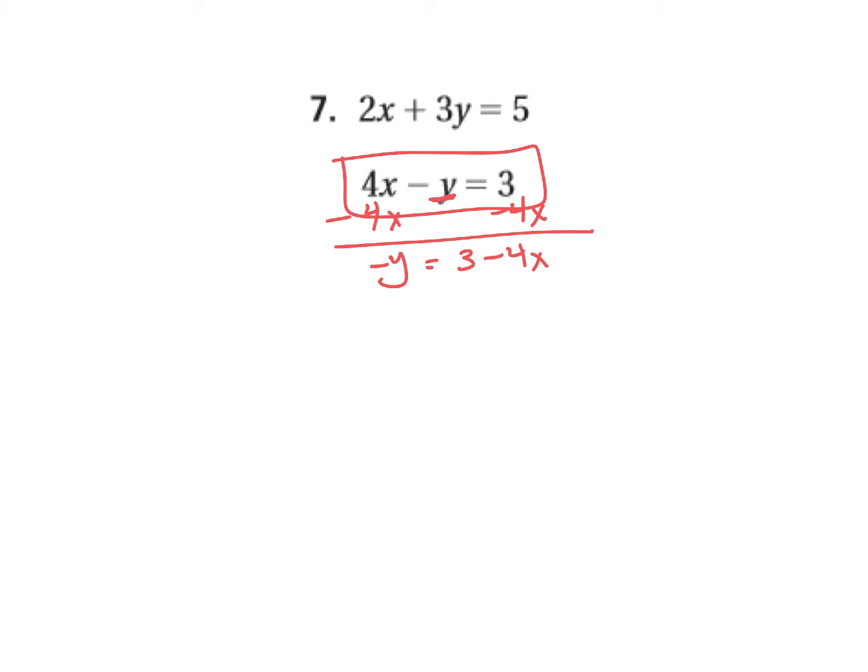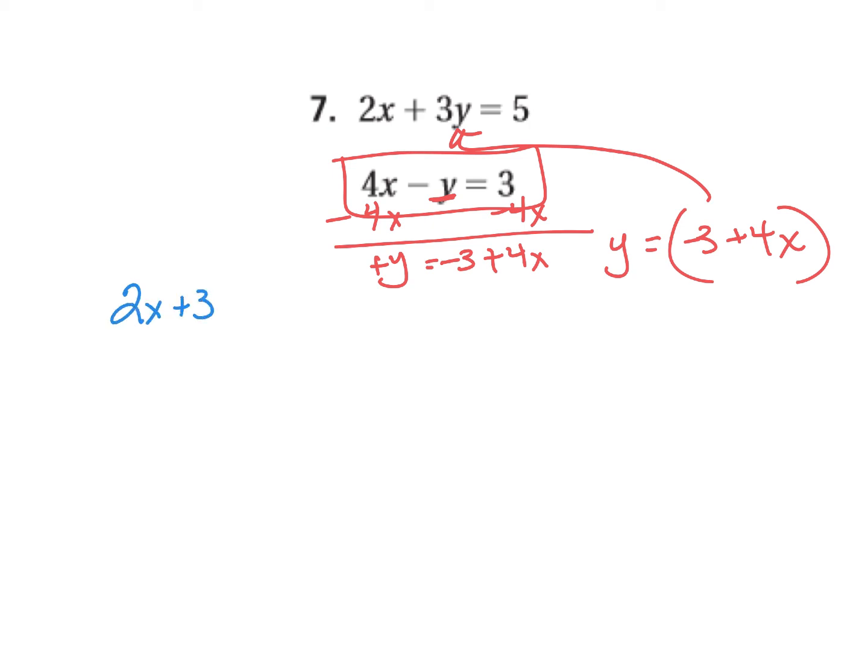Now I have a negative y, so all I'm going to do is go through and change all my signs. Instead of a negative, it's going to be a positive. Instead of a positive, it's going to be a negative. So y equals negative 3 plus 4x. So that's the expression that I'm going to plug in for y.